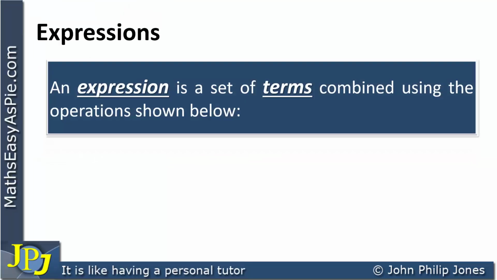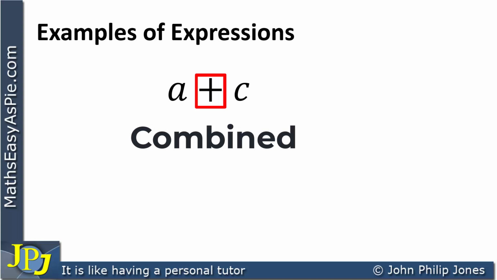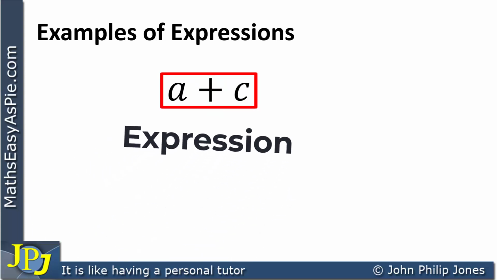An expression is a set of terms, and we've just been looking at terms on the last slide, combined using the operations shown below: addition, subtraction, multiplication, and division. Let's look at some examples of expressions. This one has 2 terms. A is a term and C is a term, and they have been joined together by this operator here, the addition. So these 2 terms have been joined by the addition to give us an expression.